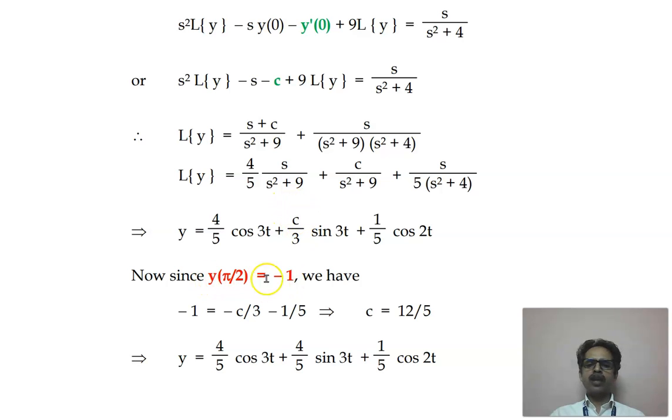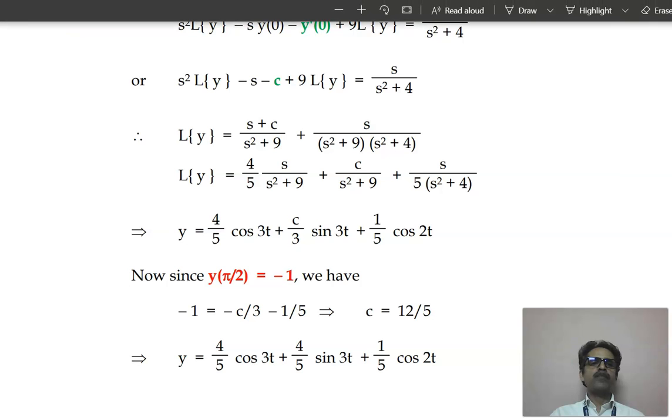So you have to use the second condition. That means here put y is minus 1 and t is pi upon 2. We can obtain the value of c and put the value of c again in this equation. We can get the final solution. So in this way we have solved an ordinary differential equation with the initial values by using Laplace transform.